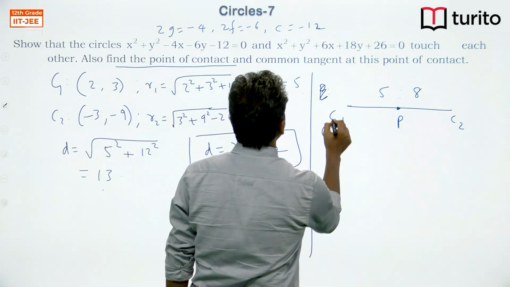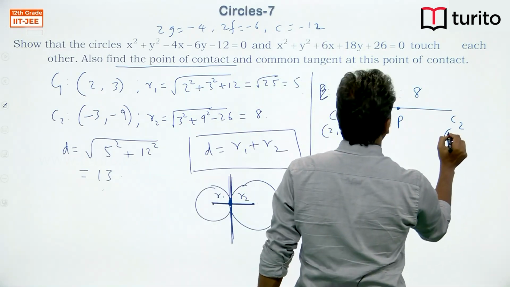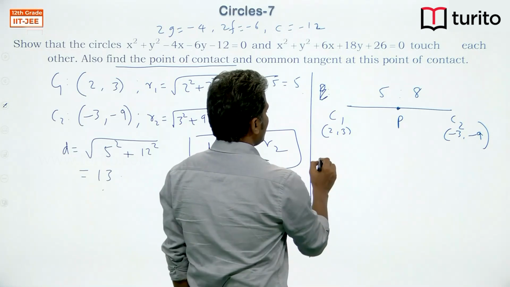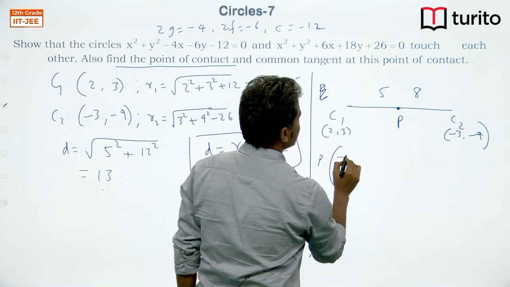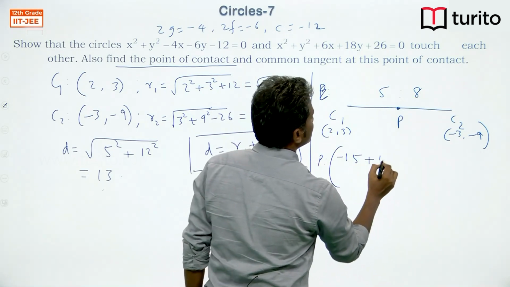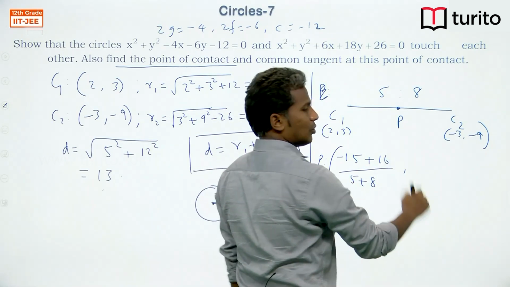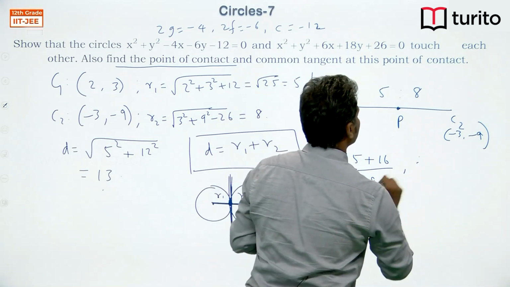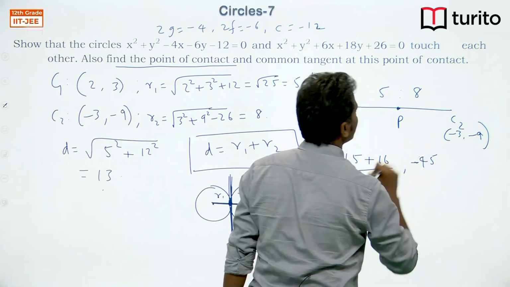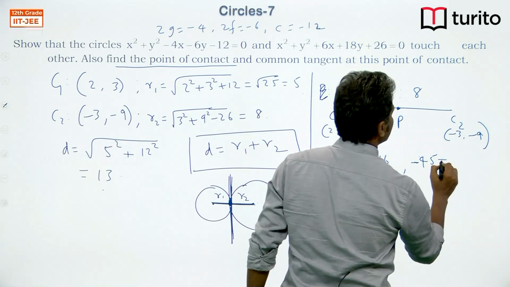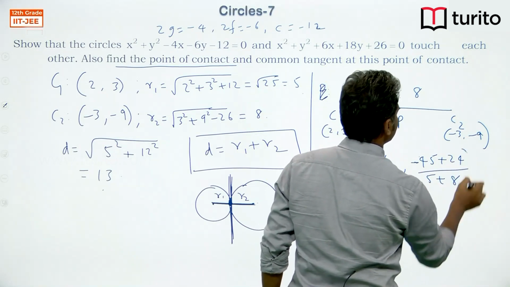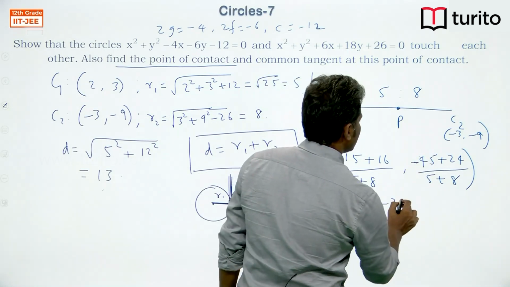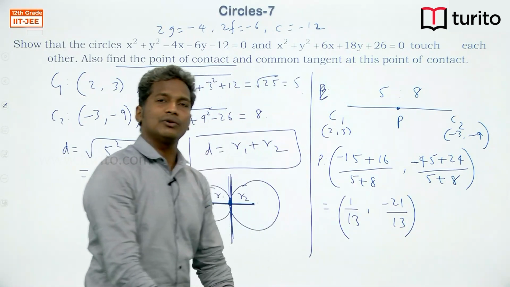Okay. Now here the coordinates of C1 are 2, 3, coordinates of C2 are -3, -9. So the way we multiply is we send 5 to this side and 8 to this side. Okay. So P will be 5 into -3, which is -15, 8 into 2, which is 16, by 5 plus 8, comma. In the same style we have to do for the y coordinate also. 5 into -9, which is -45, and 8 into 3, which is 24, divided by 5 plus 8. Now if we simplify, here we get 1 by 13, and here we get -21 by 13. So this will be the point of contact of circles.